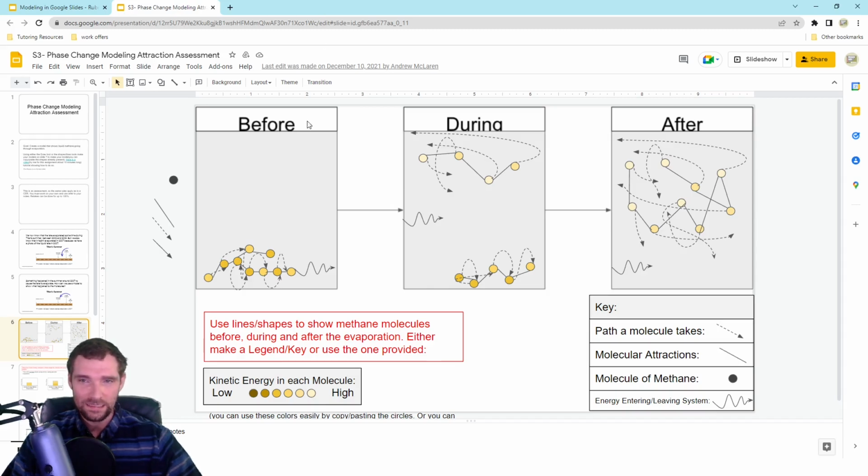Again, you can kind of see that this student's got their speed shown by the distance of these traveling, so it's like going faster because it's longer, right? And they're showing energy coming in, and that's got the key here, so they didn't need to label that necessarily, but they're missing their phases, like they haven't labeled liquid, solid, gas.